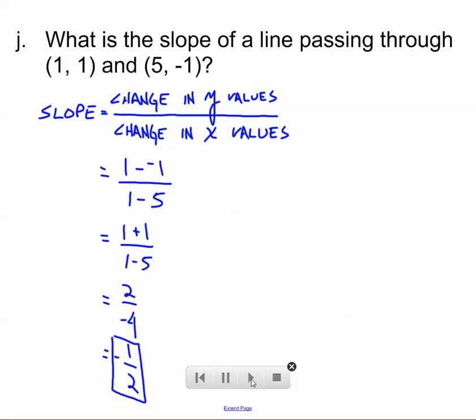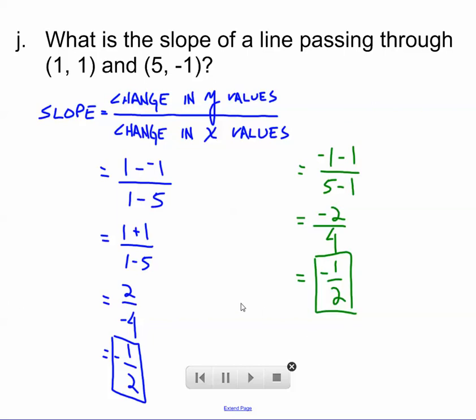Okay, might be easier to look at this the other way around. We could go still the change in the y values. Now I'm going -1 minus 1 over 5 minus 1. That gives me -2 over 4. It's -1/2. So either way you do it, you still get -1/2. If we plotted these 2 points and drew a line like we did in the last example, you'd see the rise over the run is it goes down 1 for every 2 that it goes to the right.